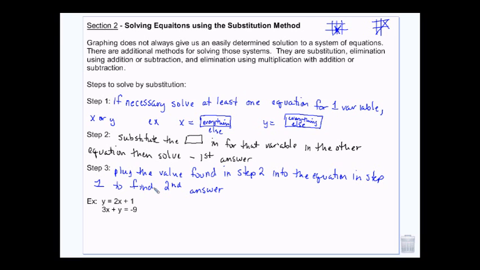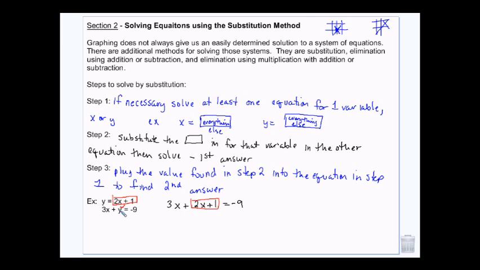Okay? So, what that looks like, I have y equals, here's my box of everything else. I take this and I put it where the y is, here. So instead of being 3x plus y equals negative 9, I have 3x plus, so here was that box. I took that and put it here for the y because they're equal to each other, so I can take one out and put the other one in.